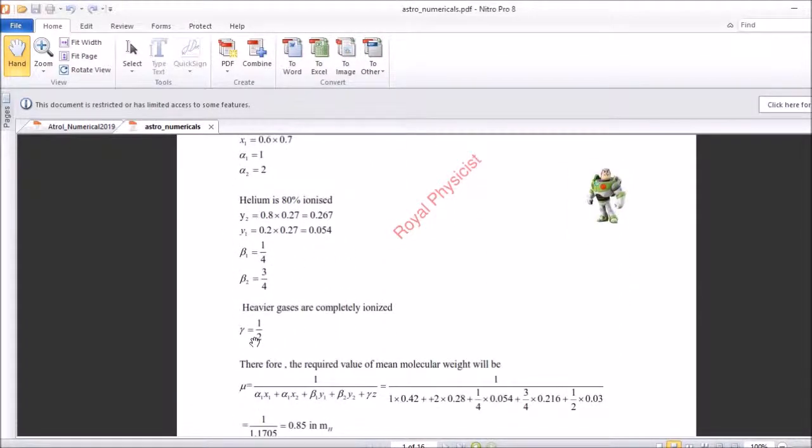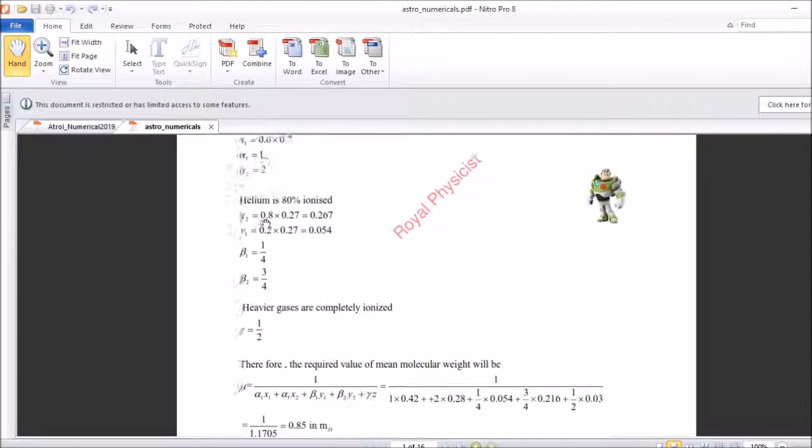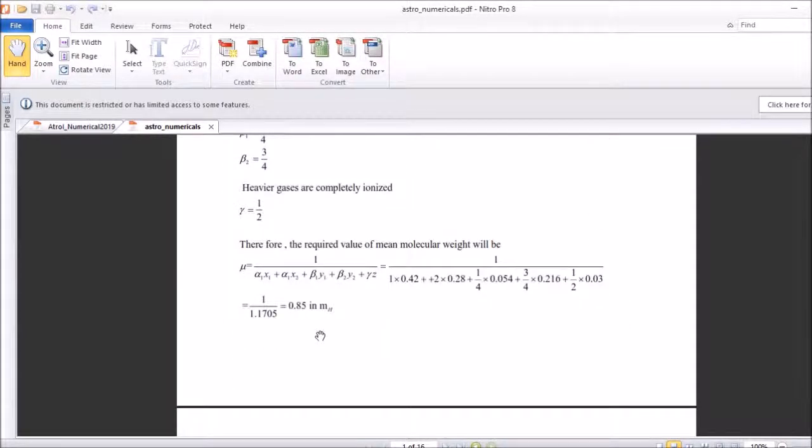Now gamma is always ionized, the heavier gases are always ionized, so in both the ionized and unionized case we will have the same formula. Okay, now what is the value of mu? It is given as mu equal to 1 by (alpha x plus beta y plus gamma z). Now I can use this since I have two cases here: one case is ionized and one case is not ionized. So I can use alpha 1 x1 plus alpha 2 x2, and then beta 1 y1 plus beta 2 y2, plus gamma z. And what I do is put all the values I got from above here, then I will get the mean molecular weight.